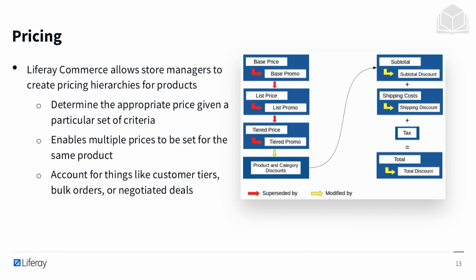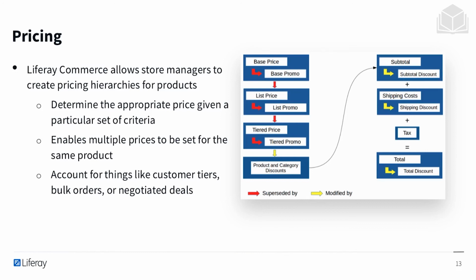So once we finish with the superseded prices, we can move on to the modified by prices. So these include product and category discounts, the subtotal, and the shipping costs. And at each stage of these, we can also add a discount as well. So then we have our total price, in which we can also add a total discount. So at each of these yellow stages, we are modifying the price, and on the red arrows, we are superseding the price.